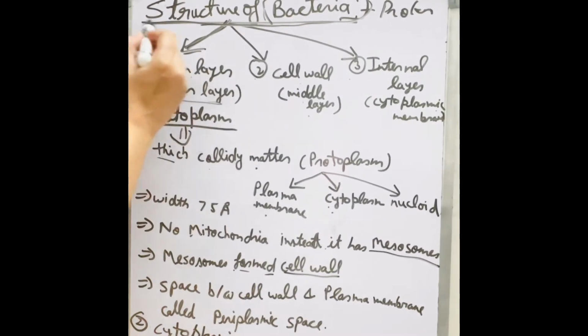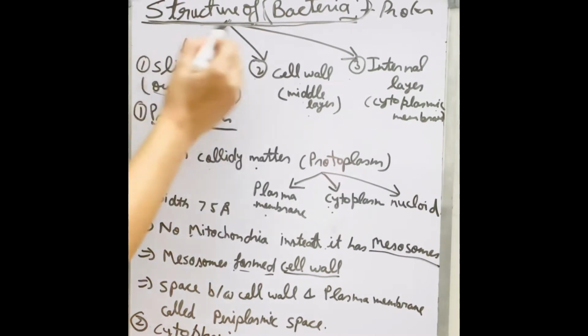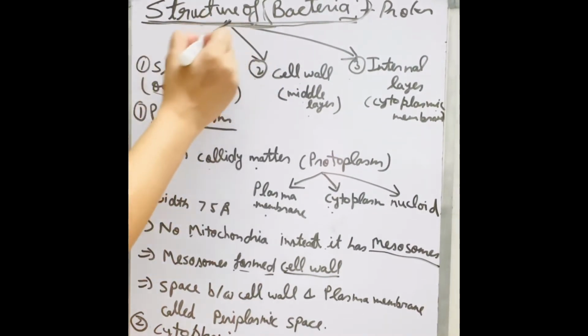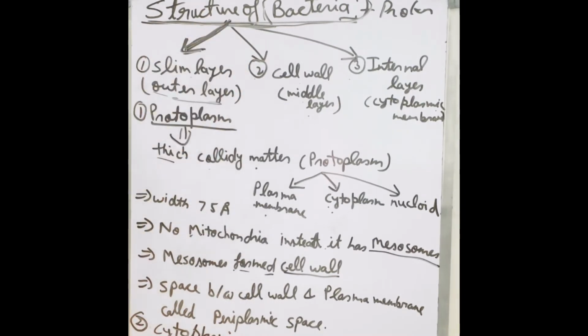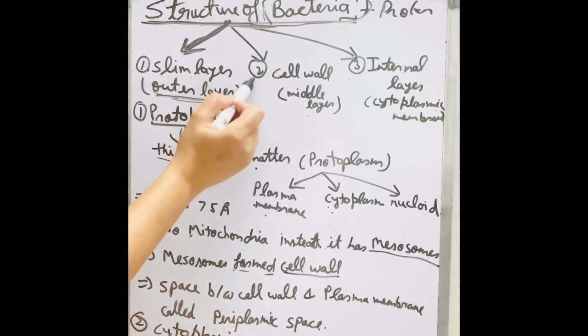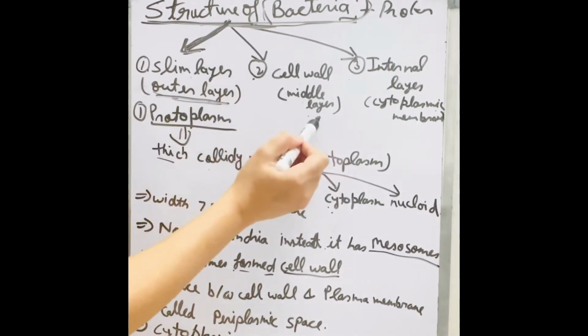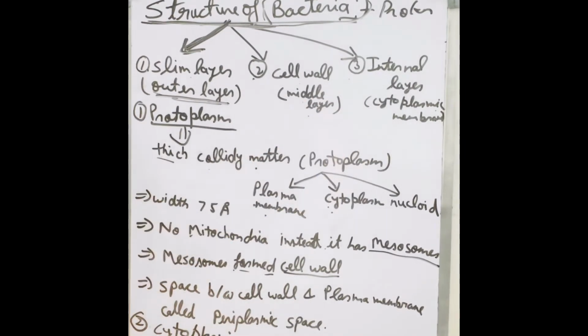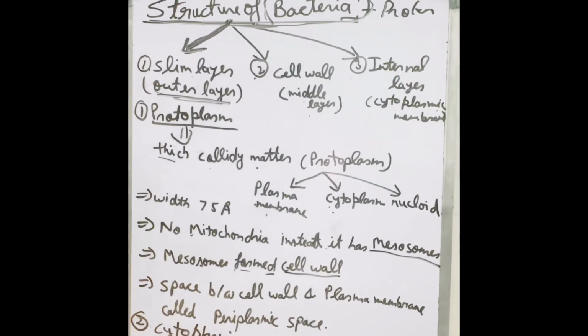On the basis of structure, bacteria's outer layer consists of three parts. The first one is the slime layer, which is the most outer layer. The second is the cell wall, which is the middle layer, and the third one is the internal layer, which is called the cytoplasmic membrane. The next part is the liquid material, which consists of further things.